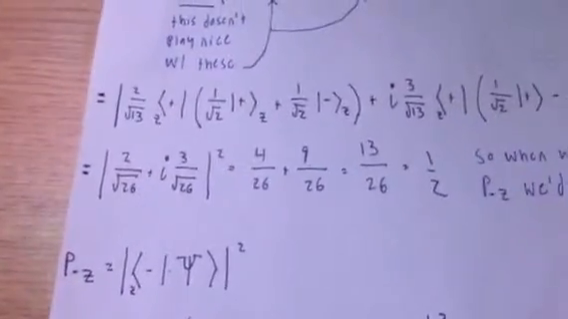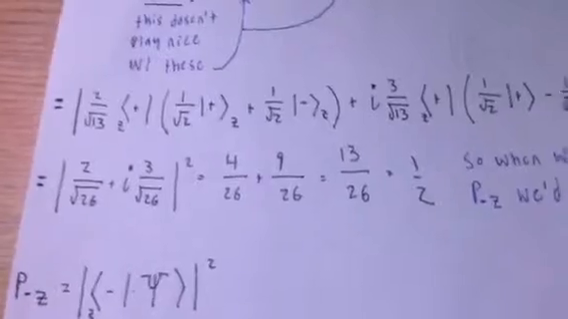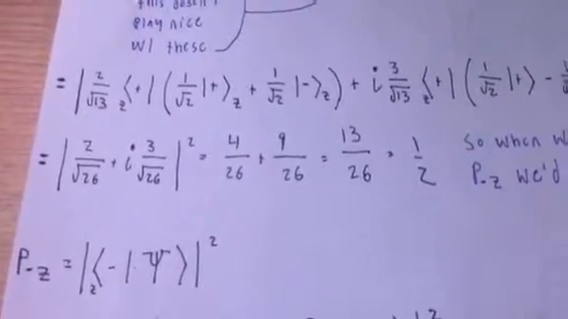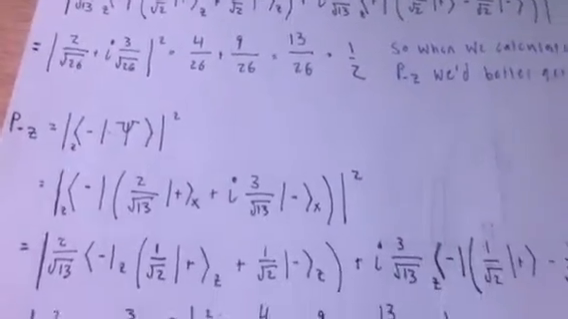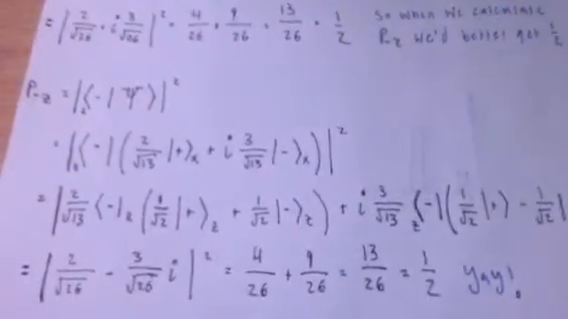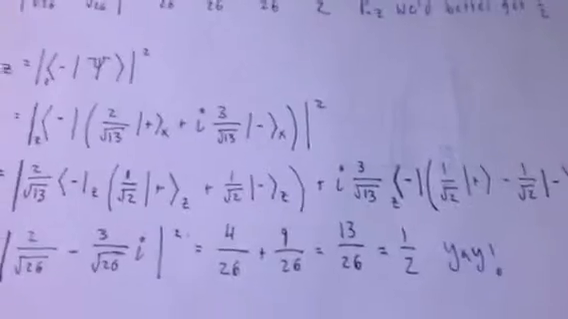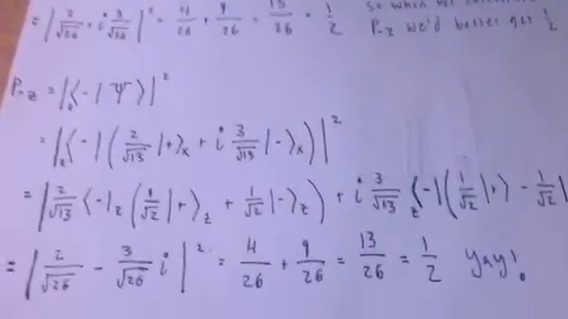So same thing for the minus z state. We multiply our state vector with the minus z basis vector and take the modulus squared. We run into the same problem, so we do the same substitution as we did before. Now the multiplication is all nice and pretty, and we do it out, and we end up with 1/2. So we can be pretty confident that we did at least this calculation right.